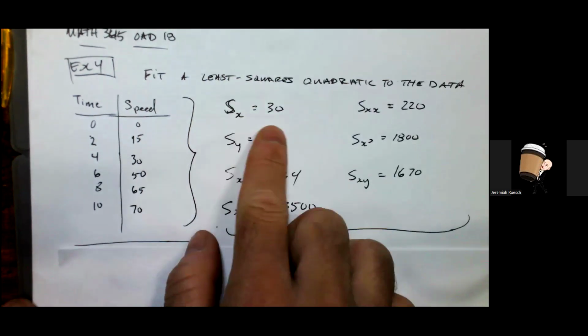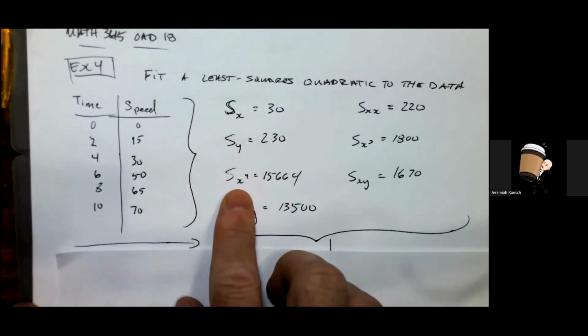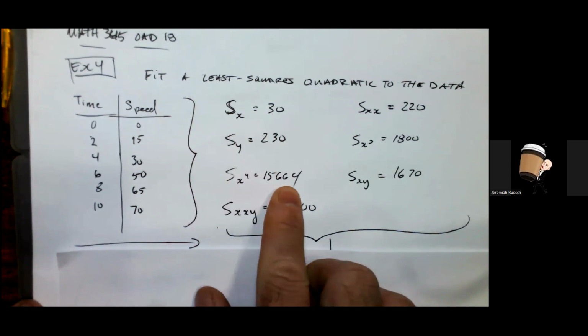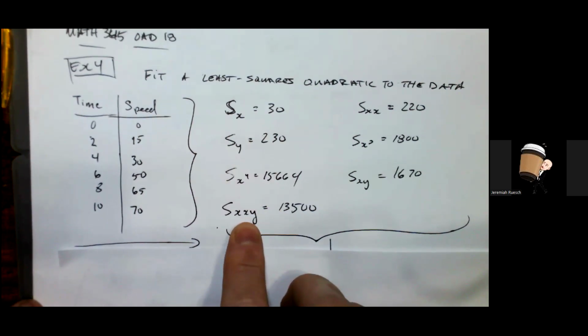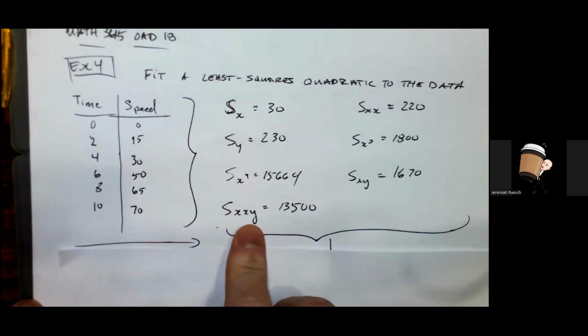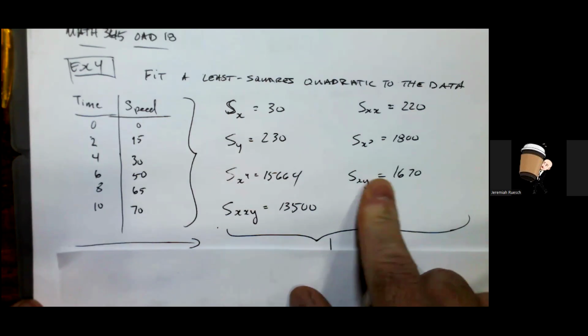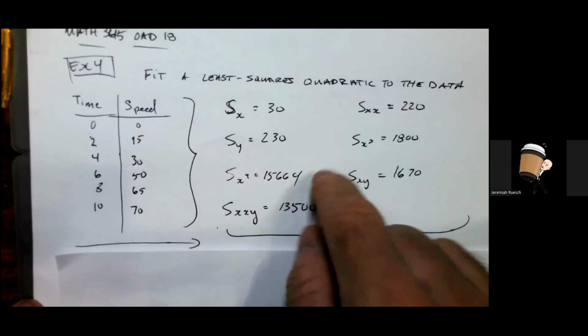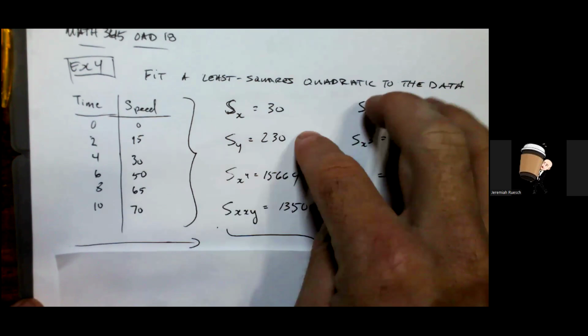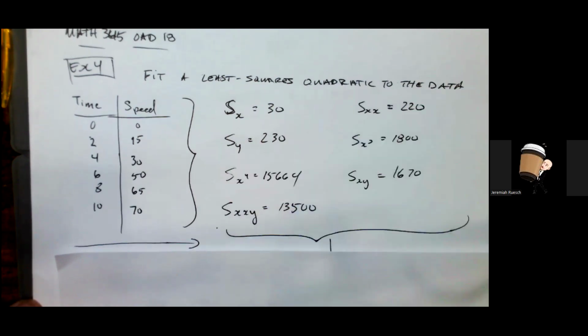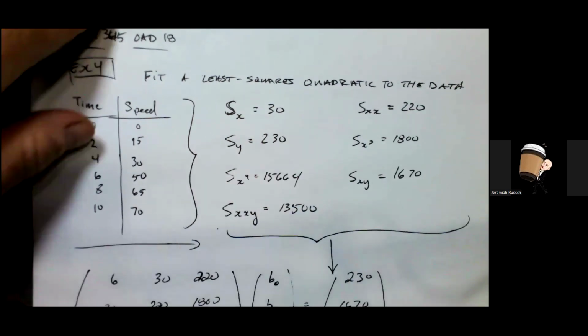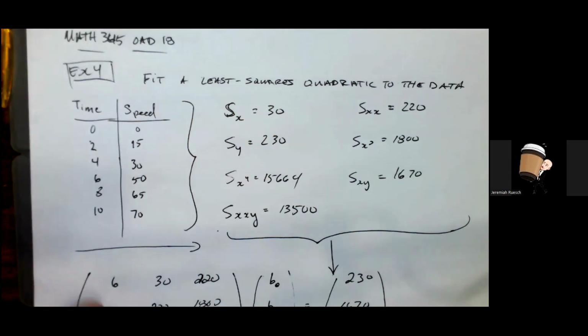So Sx is 30, Sy is 230, Sx to the fourth is 15,664. These are just all the values. We don't need all of them, but just for completeness' sake, here they all are. I put them in a spreadsheet in GeoGebra, and that's how I computed the values, which then, of course, creates our matrix of this one.